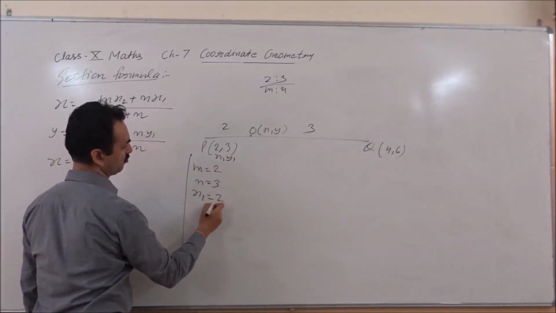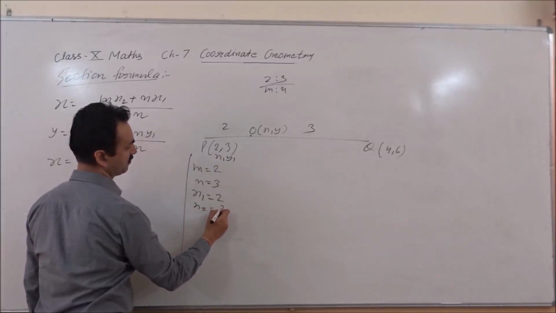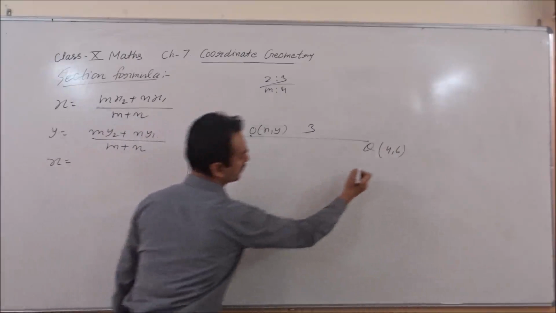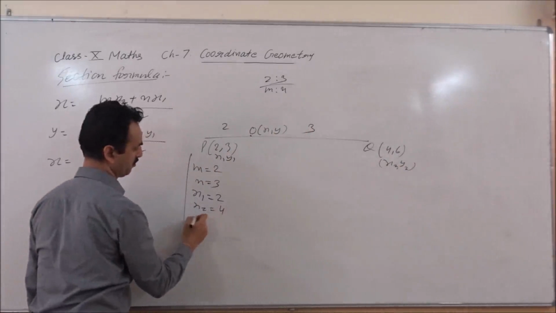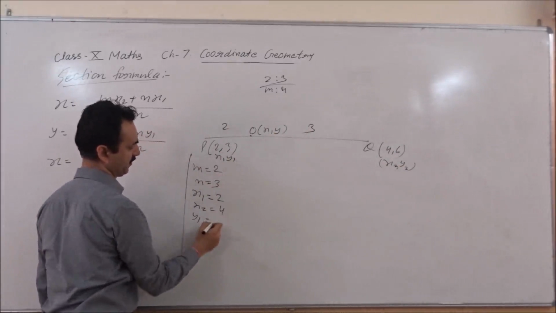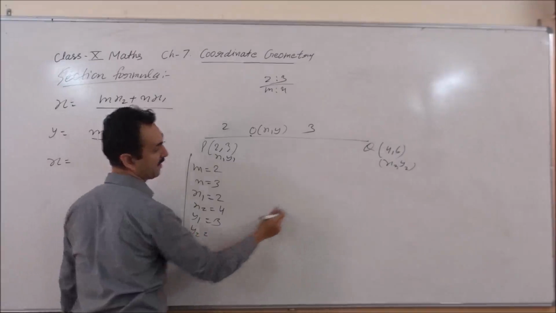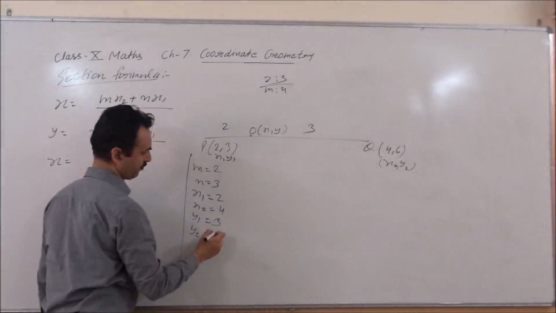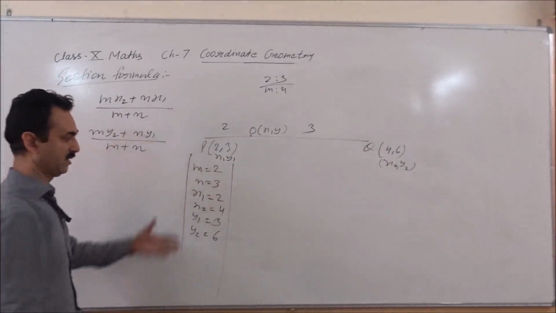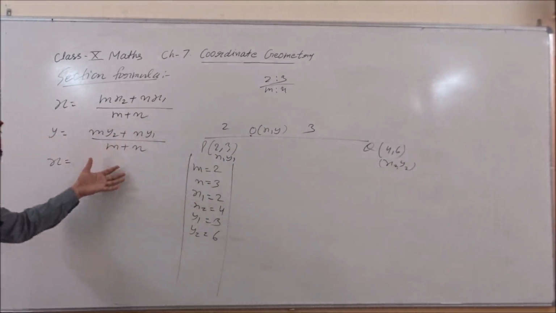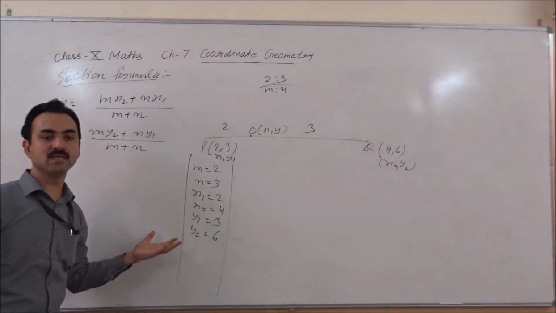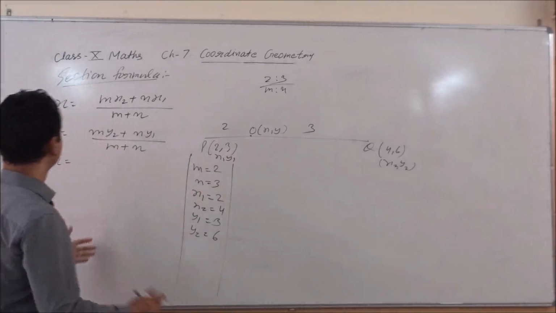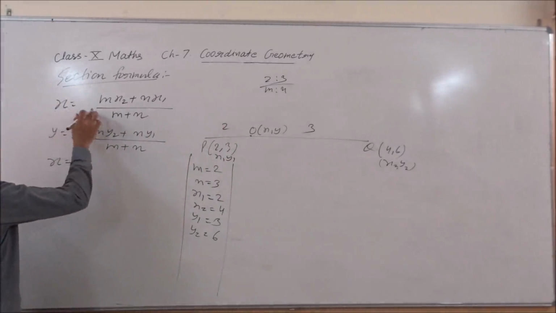So x1 is 2, x2 is 4, y1 is 3, y2 is 6. So when you write all these values together, it will be easy to do the calculation. If you are searching here and there, then there is a chance that you will miss this. Clear? So first of all, you will find the x here.